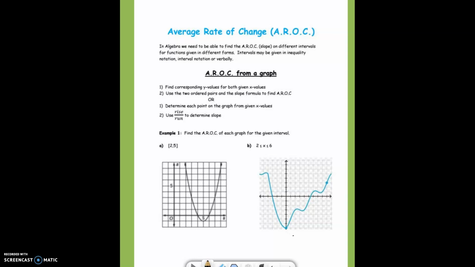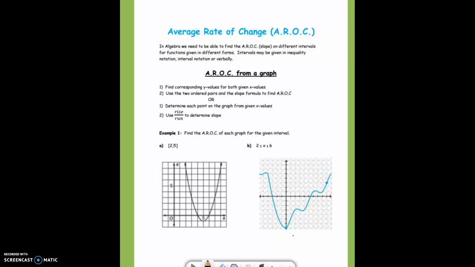Hi guys, we are back and we are doing something that is very similar to what you've been doing in past units, and it's called average rate of change, or AROC. And it's just really a fancy name for the slope.